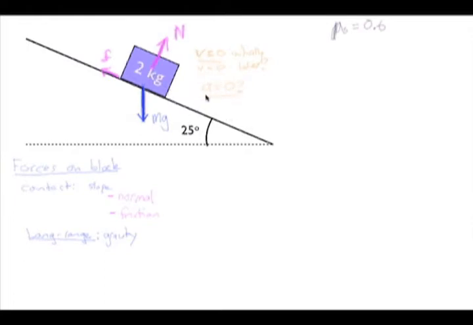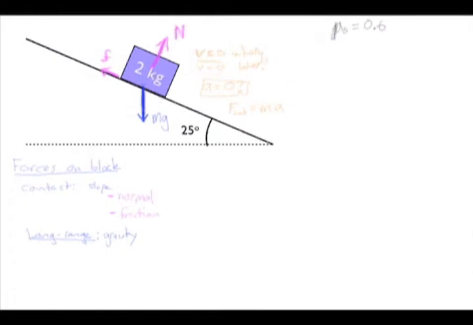How is acceleration related to the forces? Well, it's related by Newton's second law. We know F net is equal to mass times acceleration. If the acceleration is 0, F net is 0. If the acceleration is not 0, F net is not 0. So we're just trying to find whether or not the net force is 0, whether or not the block is going to stay in the place that we put it on the slope.